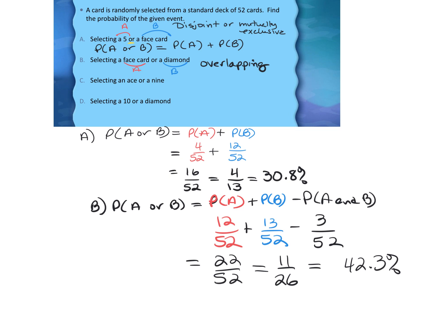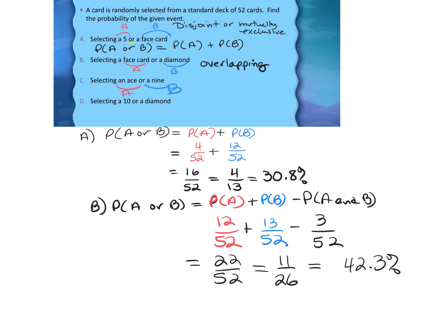So for part C, my event A is going to be getting the ace. And I've got 4 aces in my deck. I've got the ace of hearts, ace of diamonds, ace of clubs, ace of spades. My event B is going to be pulling out a 9. And just like the ace, I've got 4 9s in my deck. 9 of hearts, 9 of diamonds, 9 of clubs, 9 of spades.